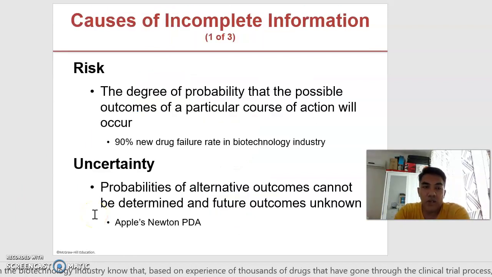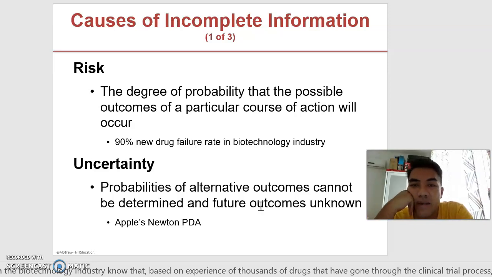So, the causes of incomplete information. Risk: the degree of probability that the possible outcomes of a particular course of action will occur. For example, a 90% new drug failure rate in biotechnology. There is a little bit of risk lah. And when we talk about risk, we know the probability, the chances of something happening. It is not going to be a 100% result, but we base our decision on these chances of success.